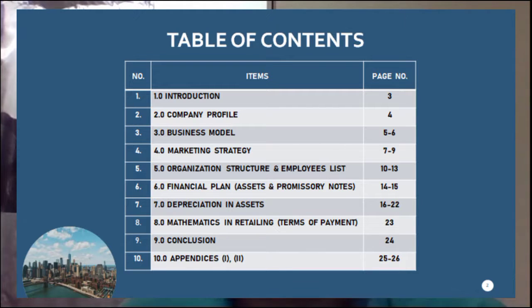Today, we look forward to the task, which is the table of contents. Here we have introductions first, continuing with company profile, and third is the business model. Fourth is marketing strategy. Fifth, organization structure and employees list. Six, financial plan, assets and promissory notes. Seven, depreciation in assets. Eight, mathematics in retailing, terms of payment. Number 9, conclusion, and 10, appendices.